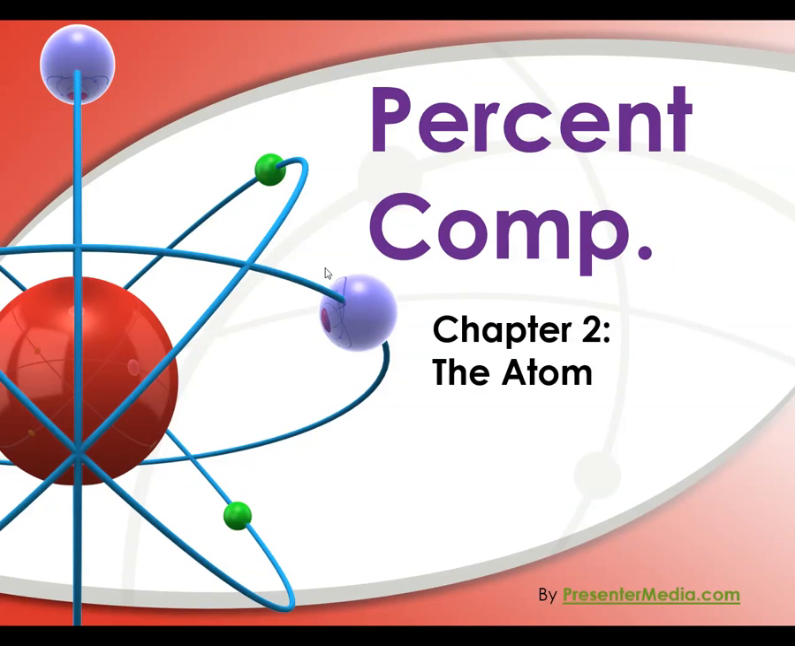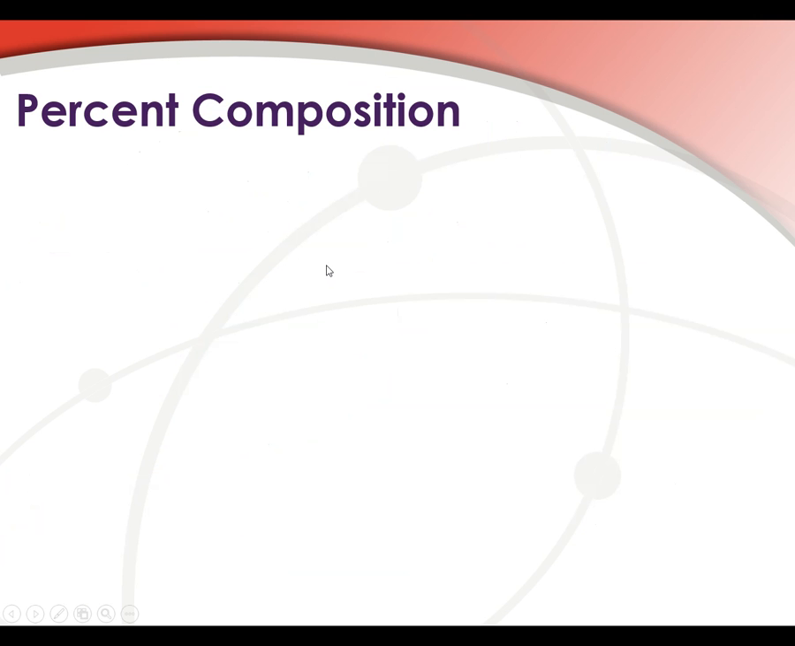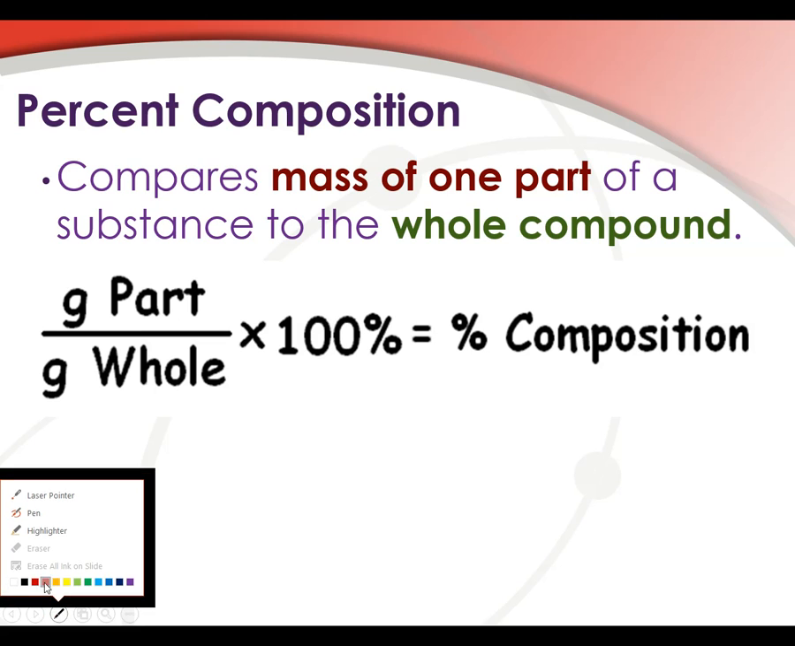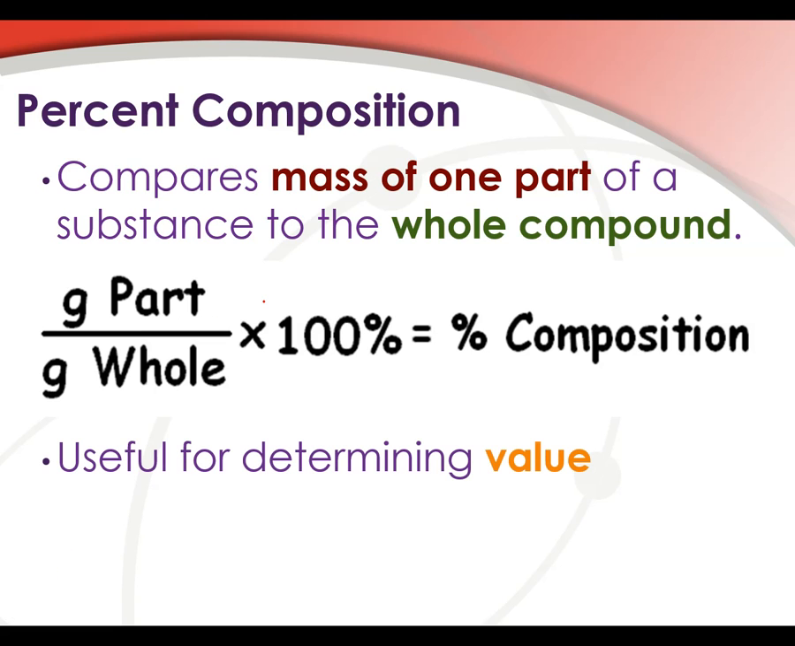Welcome, students. We are going to be talking about percent composition, which is a useful tool to determine the value and the presence of one substance within an entire compound. We are going to use this formula, which goes over the part that we care about, compares it to the entire substance, and generates a percentage for us. It's very useful for determining value, whether we want to mine or refine something.